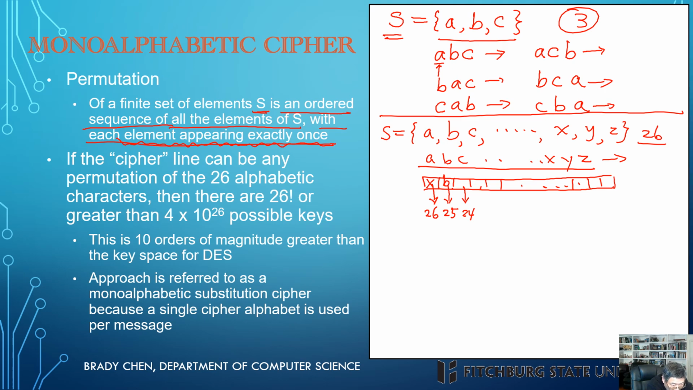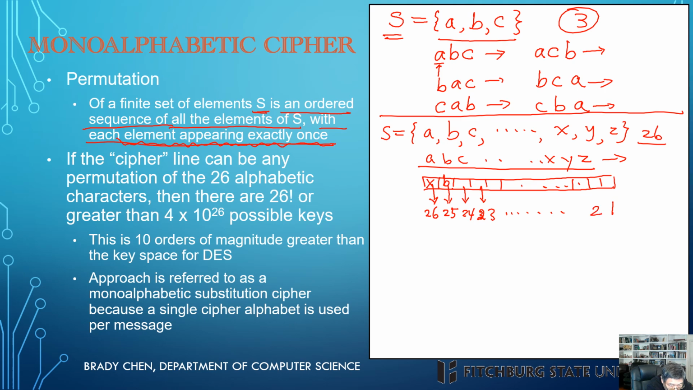So we keep going that way. The next one is going to be 23. The more we select, the fewer choices we have. The last one is 1, because once everything else is selected, for the last position there's no other choice, only the leftover one.